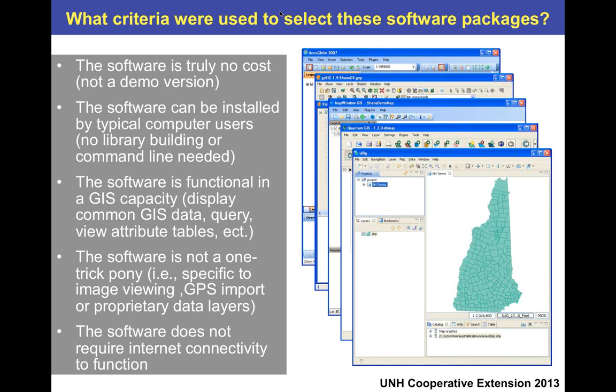Second, the software can be installed by typical computer users. That means that there's some sort of install file that you double-click and you follow through the install procedure as with normal software, and you don't have to worry about building libraries or doing anything from the command line. And why is that? Because for our users, if they have to do that, they're just not going to do it. So this actually excludes some of the most commonly used open source GIS software, or at least some of the longest running open source GIS software such as GRASS, but for our users, that was not something I thought our people were interested in.